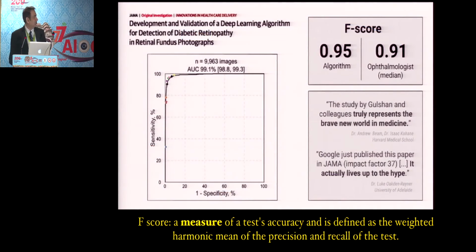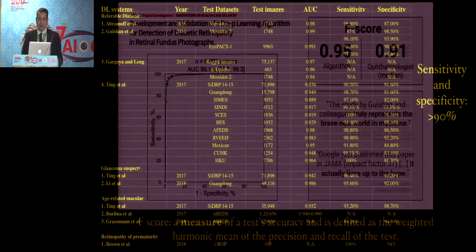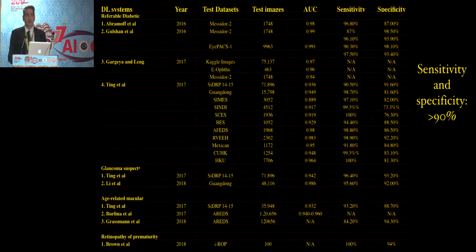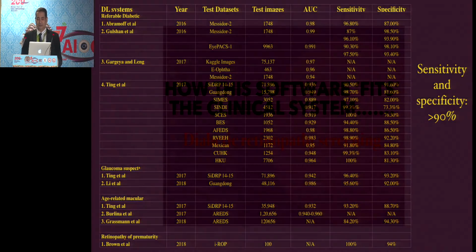And these are the results from our JAMA paper. The sensitivity, specificity, and the AUC were 99% on a set of images, which outperformed ophthalmologist grading. After that, there has been a series of algorithms made, and the good thing is all of them showed a sensitivity and specificity of more than 90%. That means it is a very accurate way of grading diabetic retinopathy.